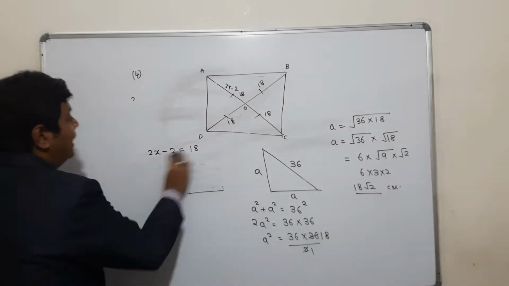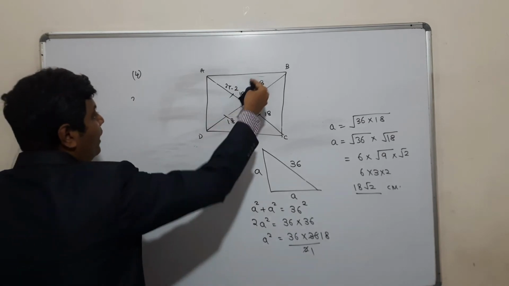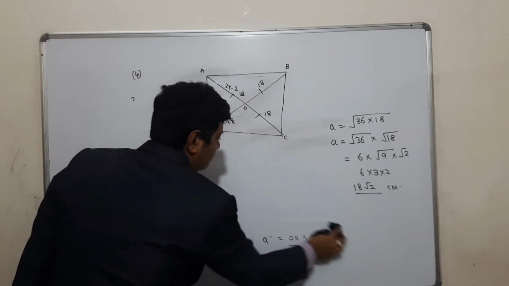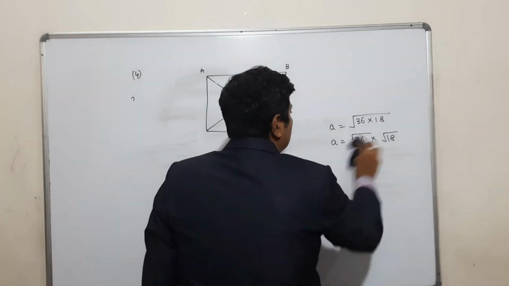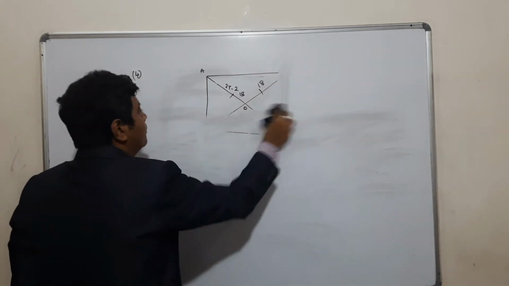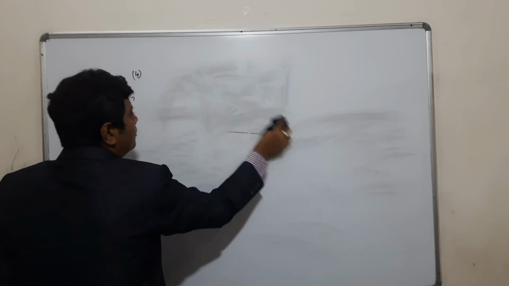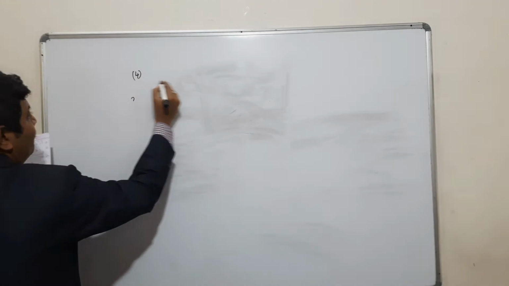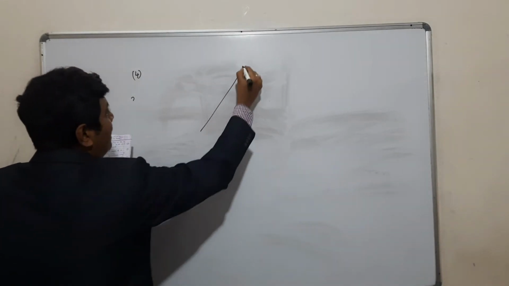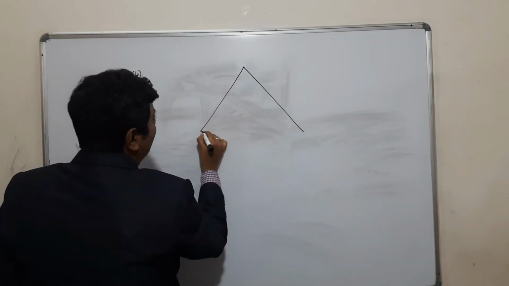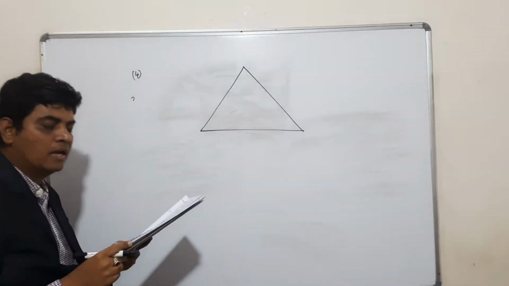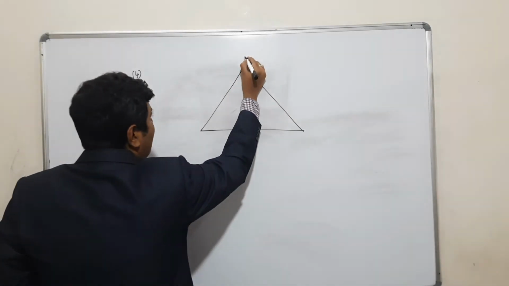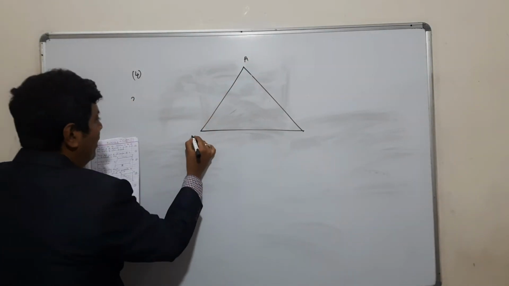In fact, in this sum there is no need to find the value of x also. You can directly get the diagonal. Next sum. In this sum some of the question was incomplete. So we will not consider this sum while giving the marks. So your test will be out of 21 marks. But still I will show you how to solve this sum because it is very important.